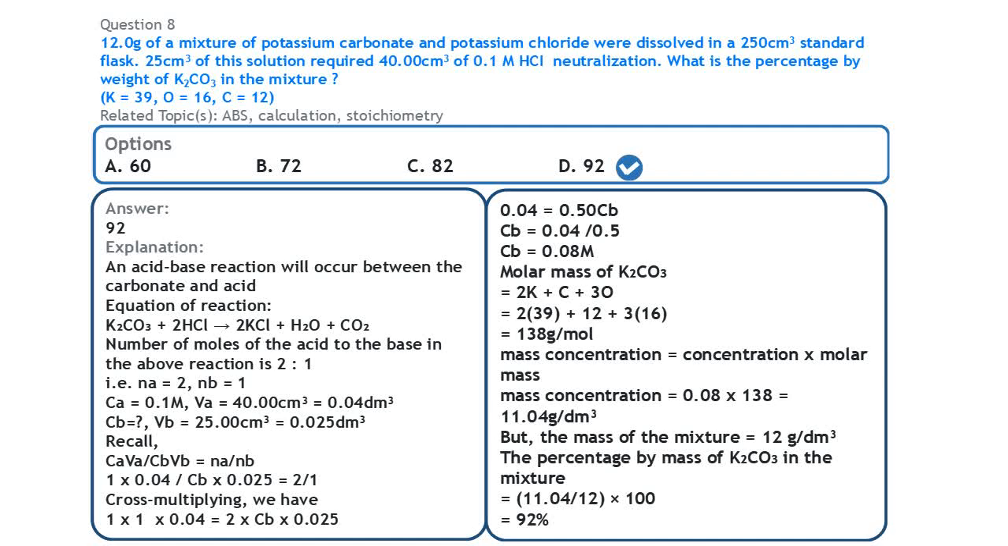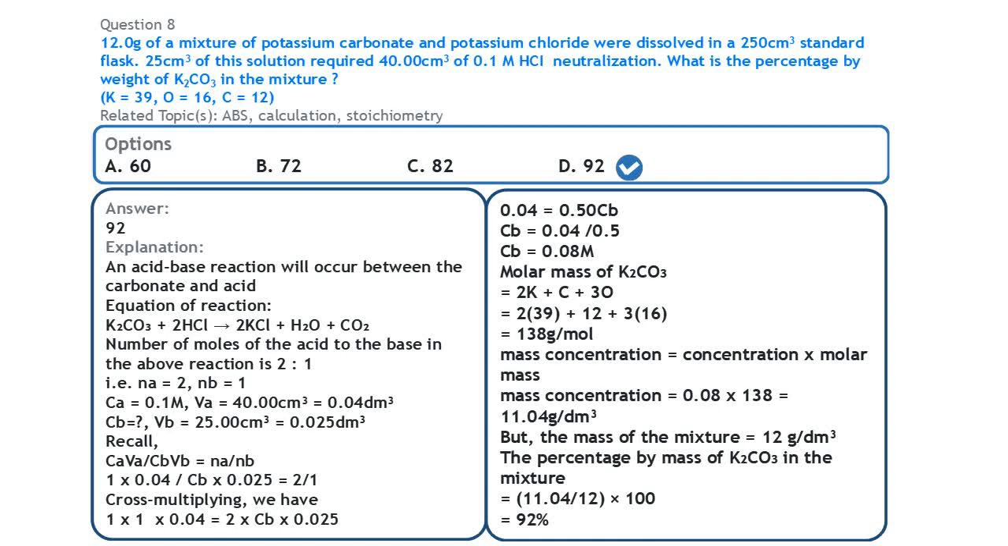So here we are going to have 0.04 equals this times this, which is 0.5. Then when we divide both sides by 0.5, 0.04 divided by 0.5, that is 0.08 mole per dm cube. Now, so this is the concentration of the base.